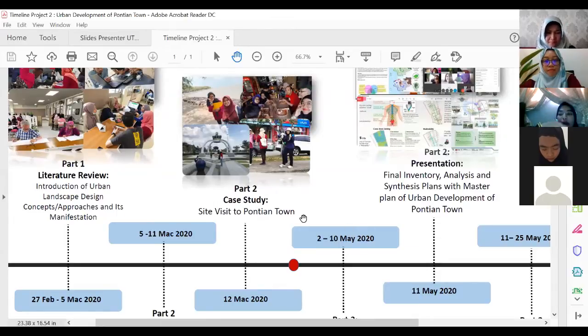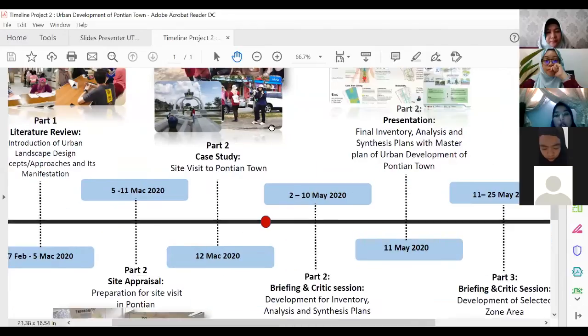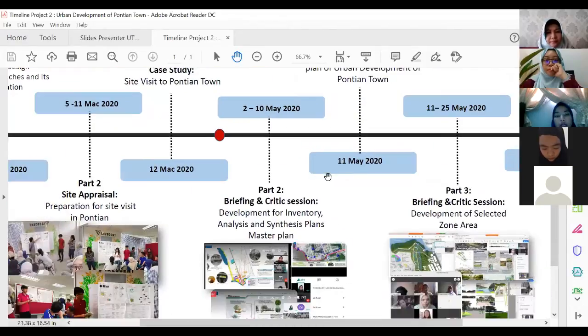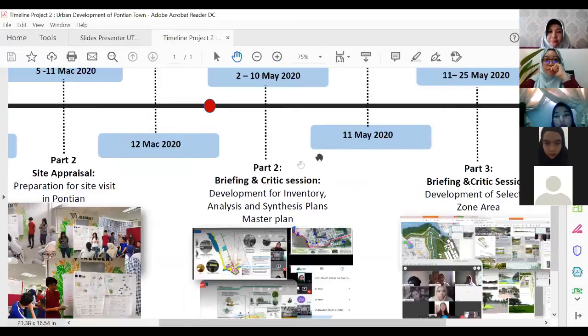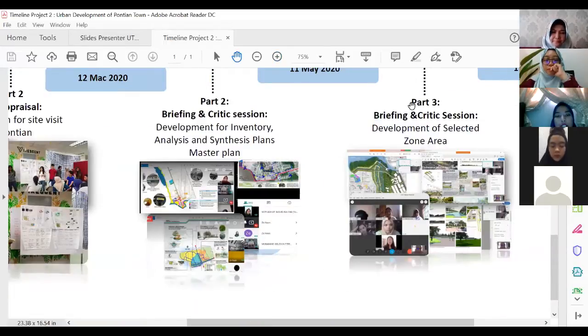During that day, we walked around Pontian town and analyzed the data inventory that we had collected before, and then we proceeded to 2nd until 10th May of 2020, where we continued our development of design planning, continuing the inventory analysis and synthesis plans for our master plan of 4 groups.